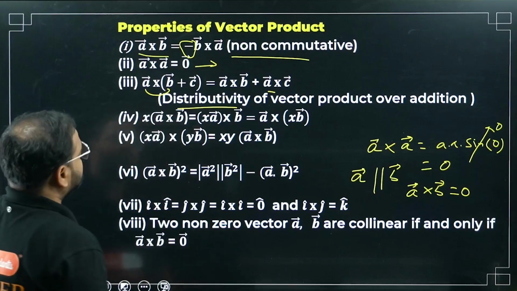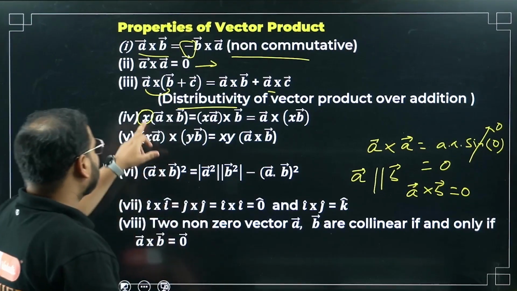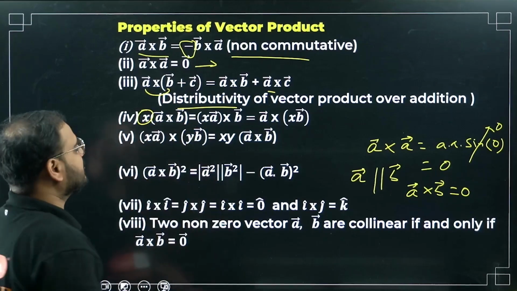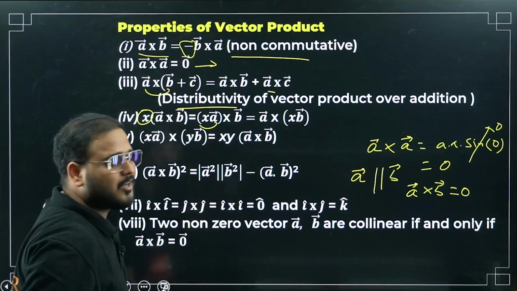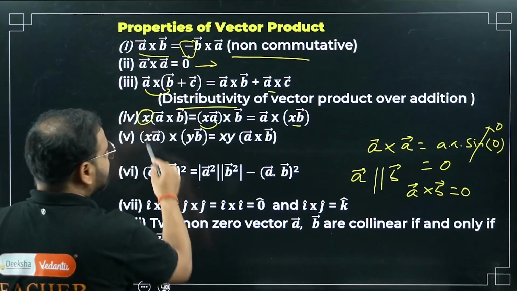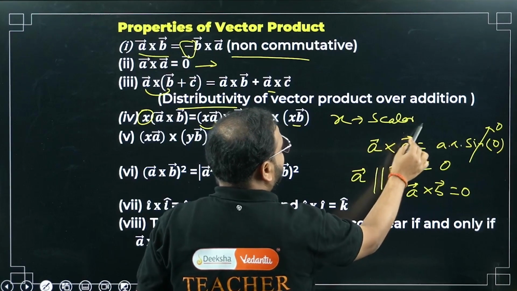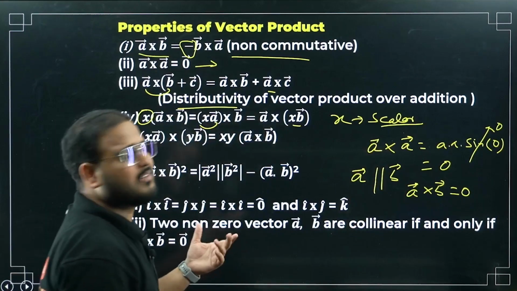Now if I am multiplying a scalar value x with a cross product, it doesn't matter. You can multiply with a then do the cross product, or multiply with b and then do the cross product. So this x is a scalar value. X is a scalar value, means what? It can be a real number, 2, 3, 5, whatever it is.